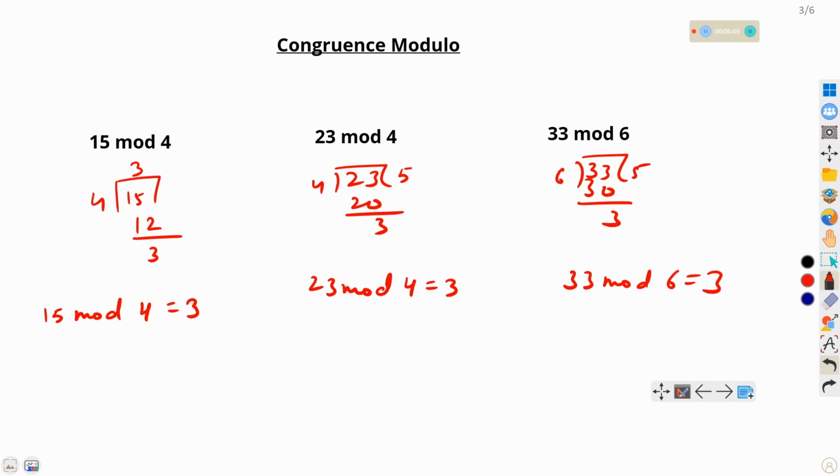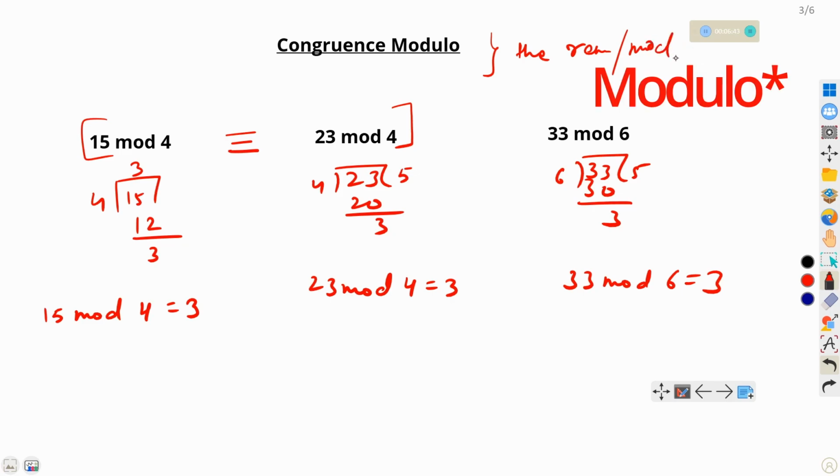So in all the cases, we have the same result of modulo. 15 mod 4 is 3, 23 mod 4 is 3, and 33 mod 6 is 3. But we'll say that 15 mod 4 is congruent to 23 mod 4, but we cannot say that 15 mod 4 is congruent to 33 mod 6. Why? Because in congruence modulo, the remainder or the value of the modulus should be the same, and the divisor should be the same.